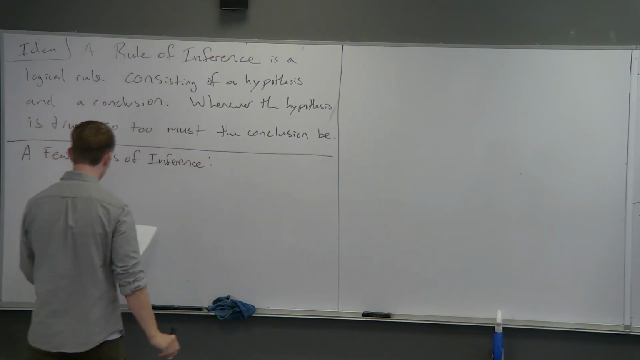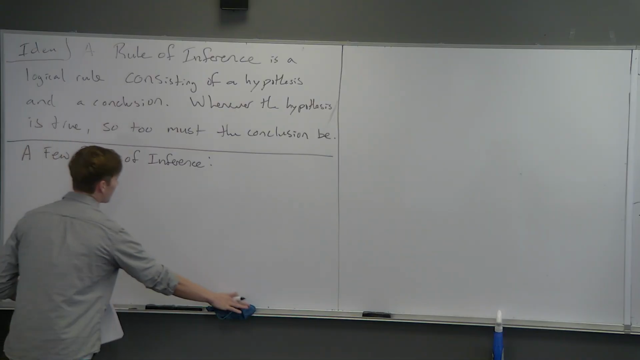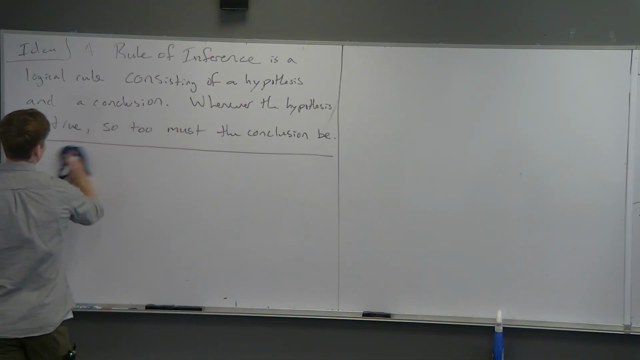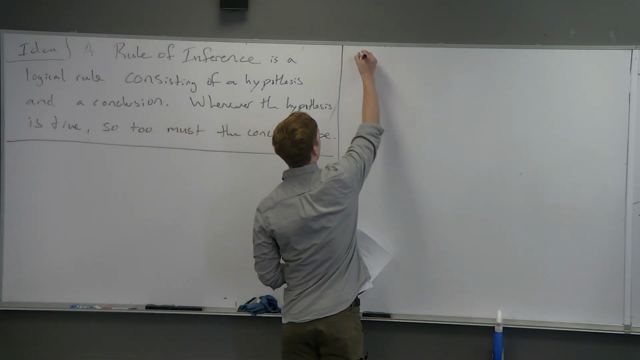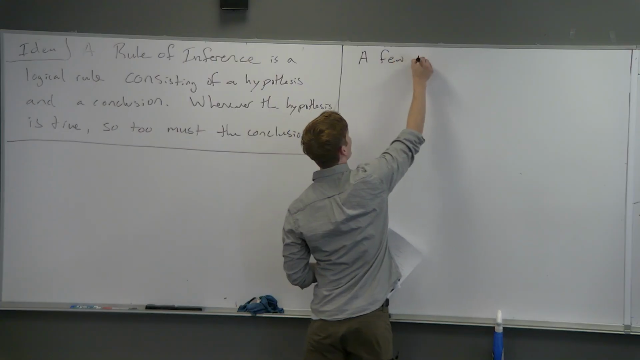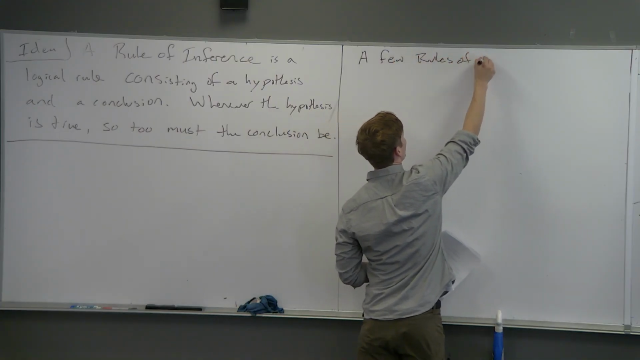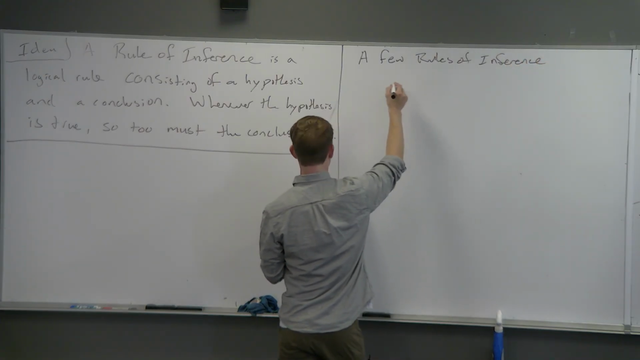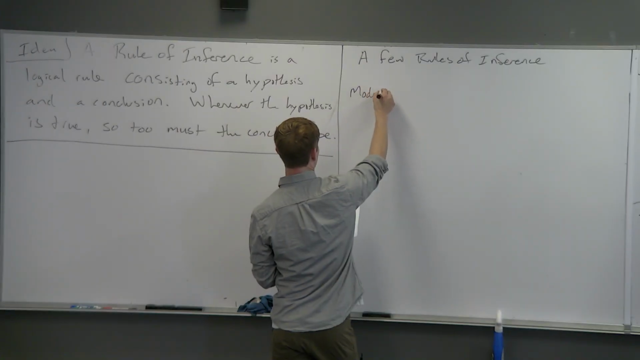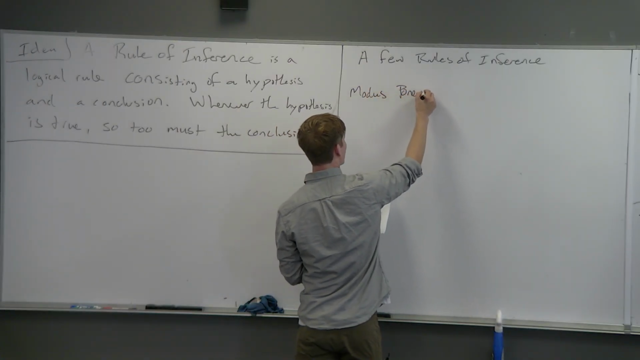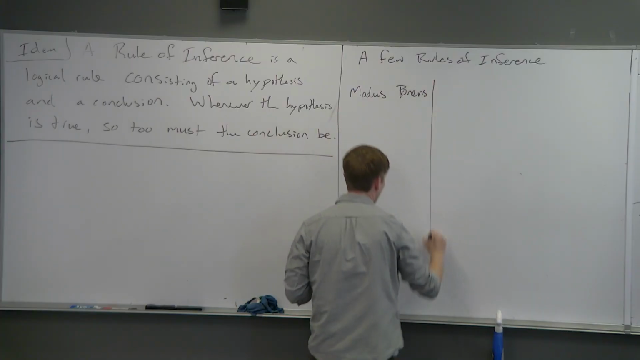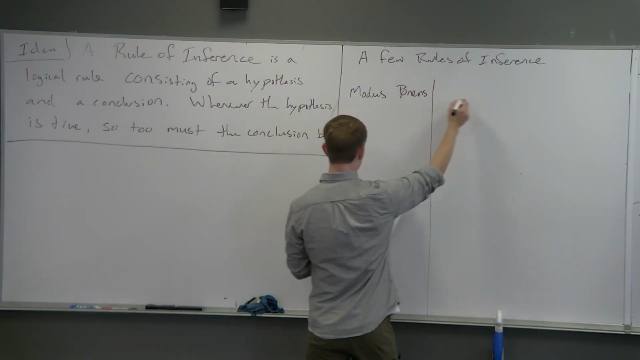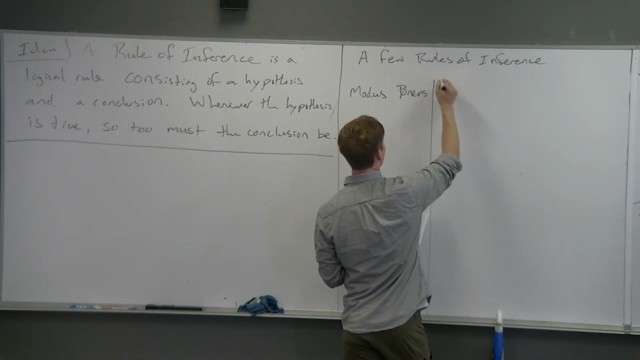A few rules of inference. Actually, let me give this its own column, and then I'll use this to write a few examples. So here are a few rules of inference. We'll talk about them. First off, modus ponens. A lot of them have kind of goofy names. But modus ponens just says that, here, I'll write it this way.